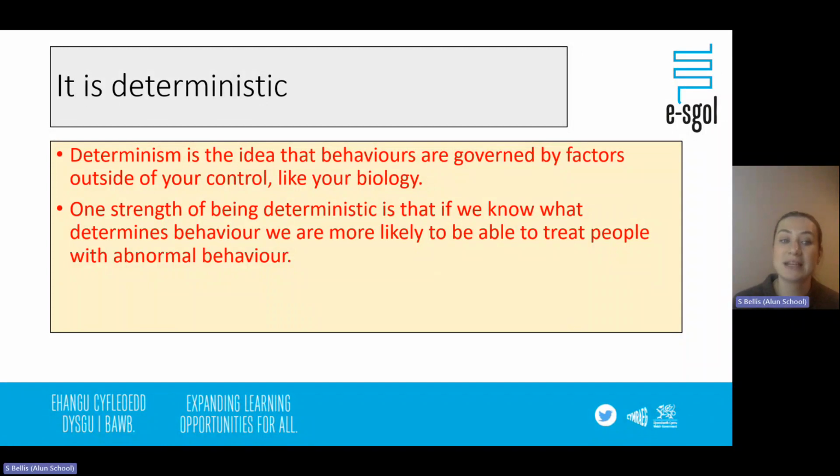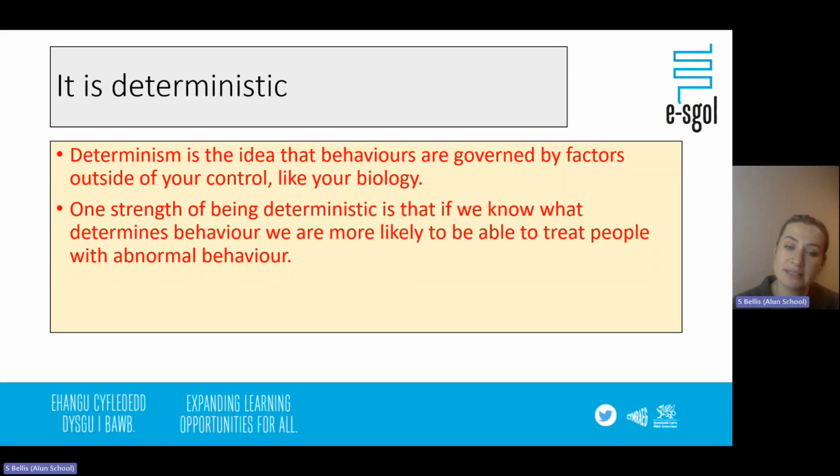The second one is that it is deterministic. Now, determinism, like I said before, is the idea that behaviour is governed by factors that are completely outside of our control, for example, our biology. We can't control it, okay? We can take medication that may make us feel better, but ultimately, neurotransmitters, genes, chemicals in our brain, we can't control.